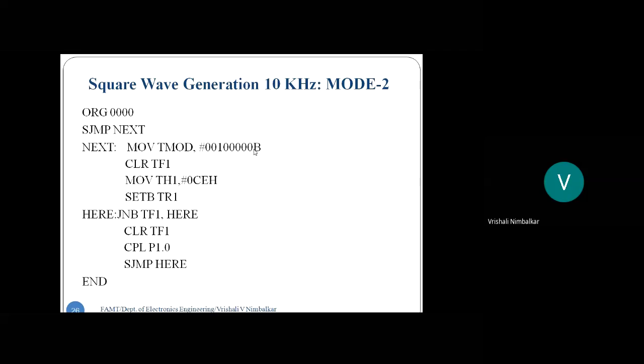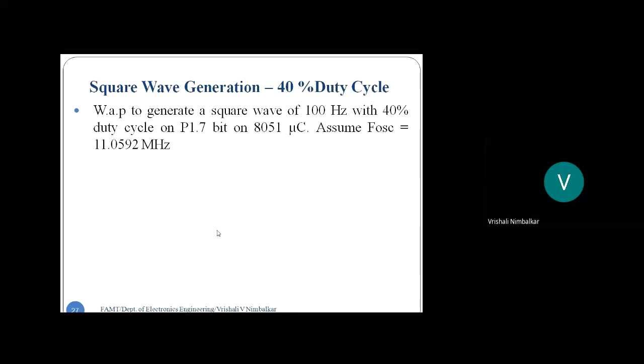Okay. Now let us go for the next. Now the earlier program was a 50% duty cycle square wave. Now let us see a variable duty cycle square wave. Suppose the statement tells you to obtain a 40% duty cycle square wave. Okay, so let us read the problem statement. Write a program to generate a square wave of 100 Hz with 40% duty cycle on port 1.7 bit, P1.7 bit of the 8051 microcontroller. And assume the oscillator frequency is 11.0592 megahertz.